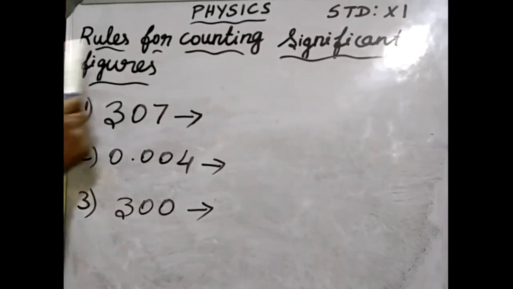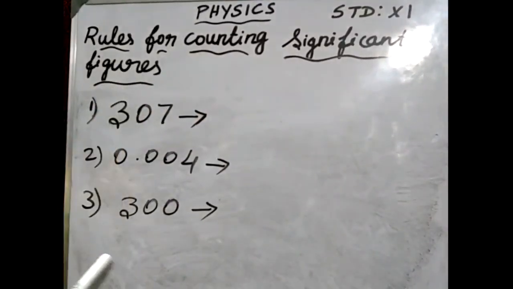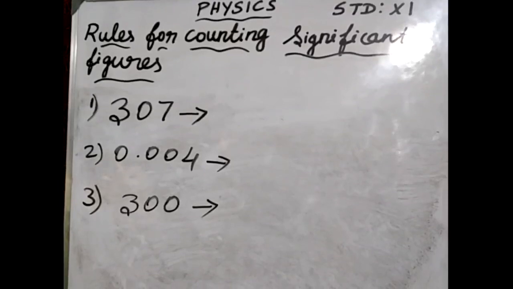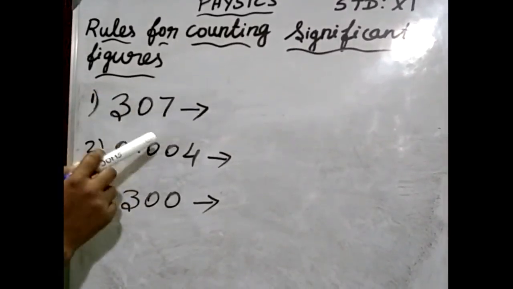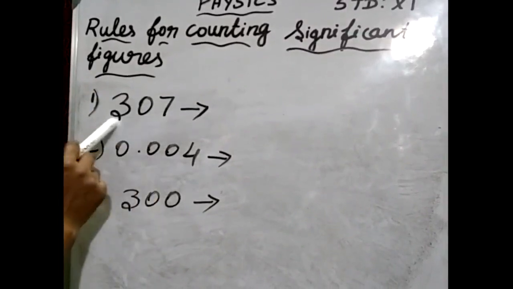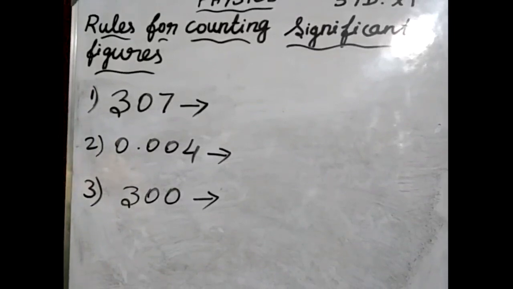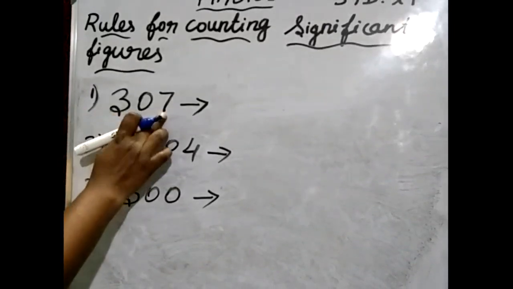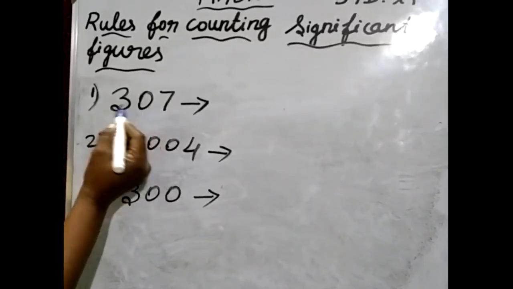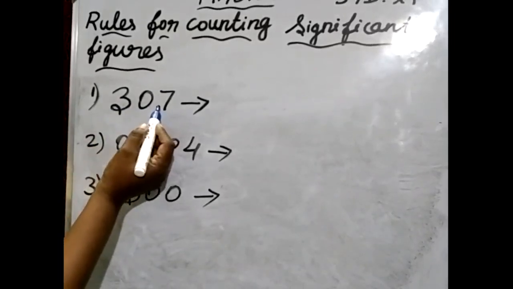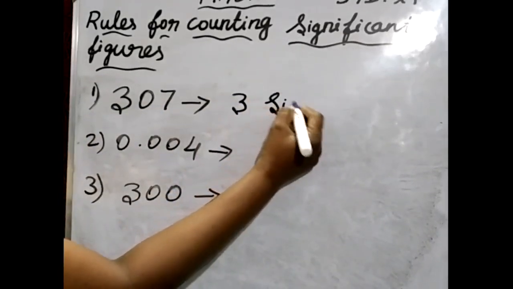We learned the rules for counting significant figures. Here we have some exercises. Just try to find out the answer. First one, 307. How many significant figures are in this number? If you say 3, this is correct because this 0 lies in between 2 non-zeros. So according to the second rule, this has 3 significant figures.